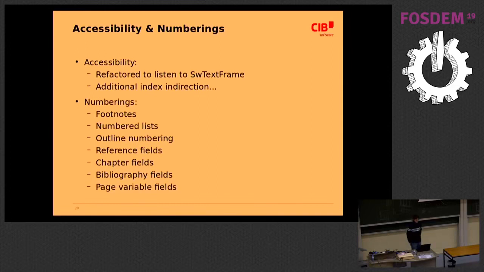And yeah, this had to be done for footnotes, for numbered lists and outline numbering, and this part took I think 3 times longer than I expected, because there's really a lot of stuff that is interested in numbered lists, unfortunately. And then there are various different kinds of text fields that have references to other things that are numbered, or yeah, the chapter field, it displays the outline numbering and so on. Yeah, and so much for that.